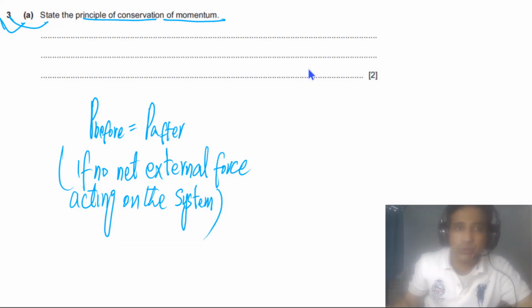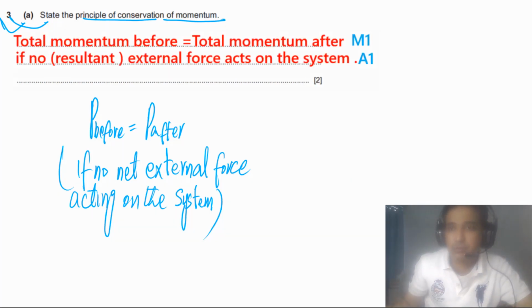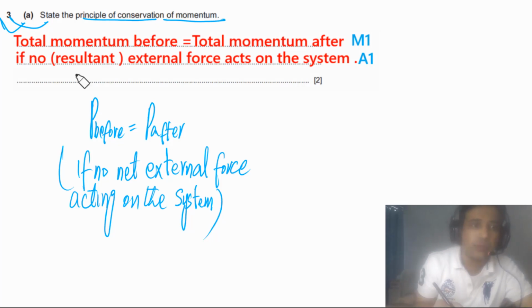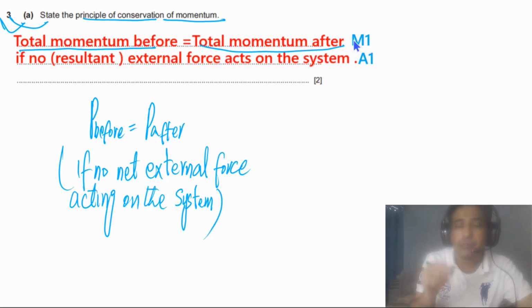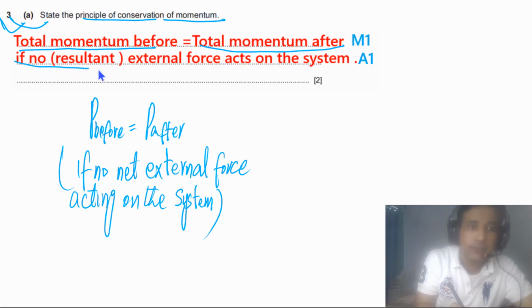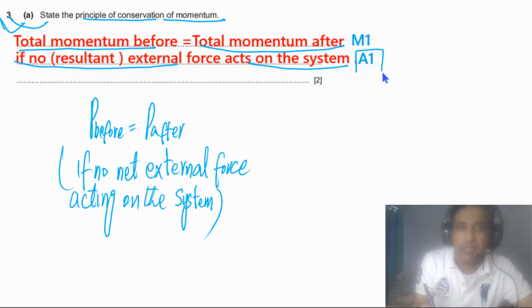Now let me show you how you can write down your answer. For the first point, write: total momentum before is equal to total momentum after. This is the M mark, so this has to be in your answer. The second mark, the A mark, you will get if you have written: if no resultant external force acts on the system. In order to get the A mark, you must get the M mark, then you will get 2 marks. If you lost the M mark, you will get 0.